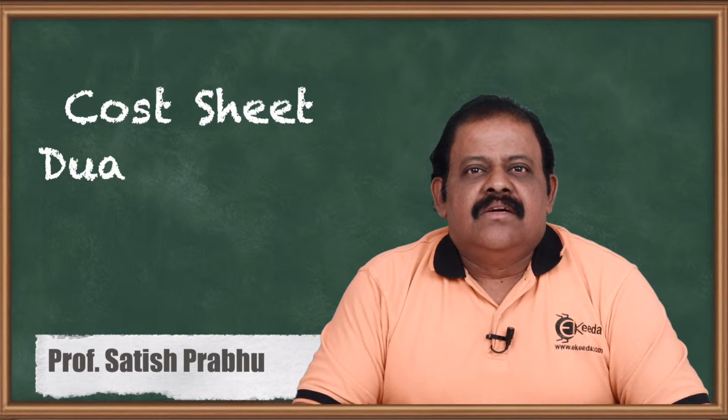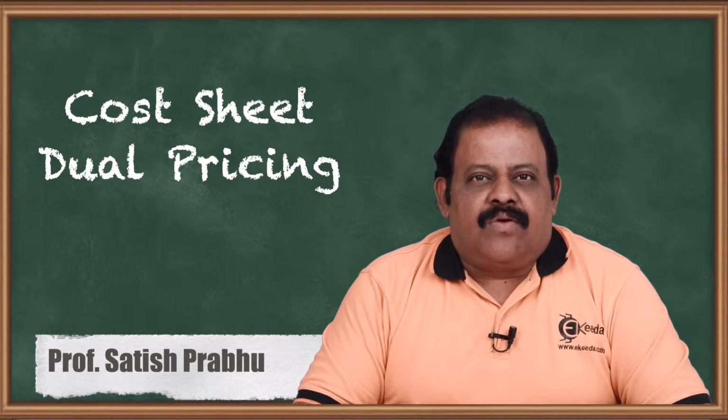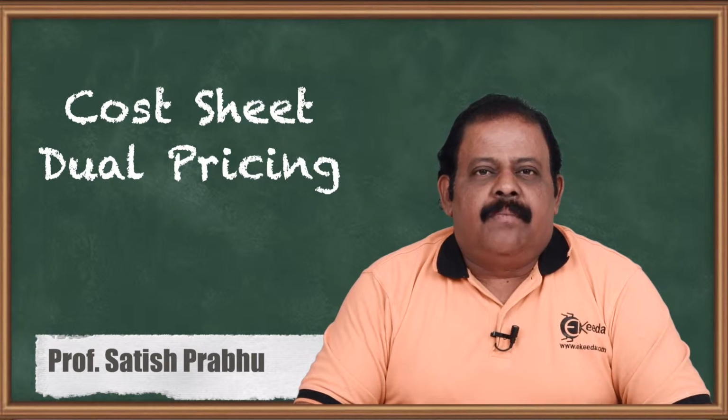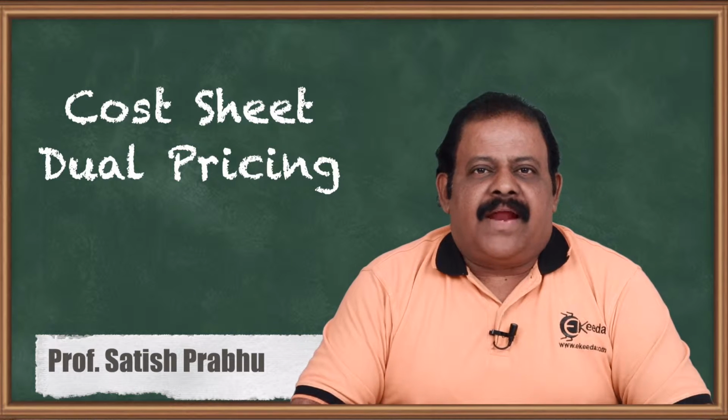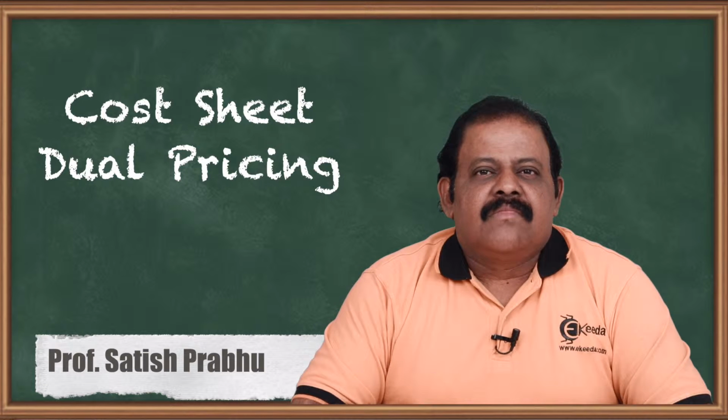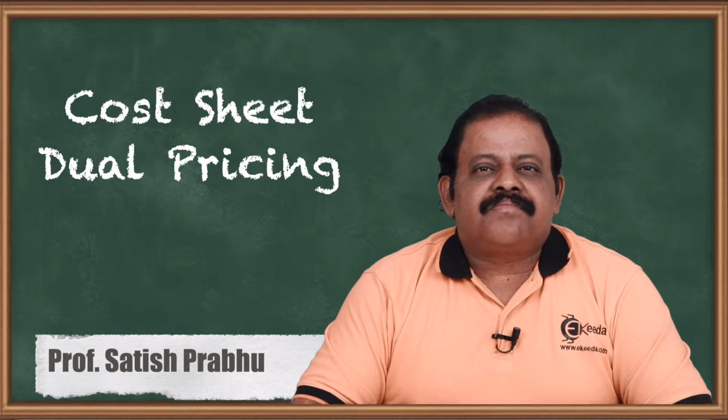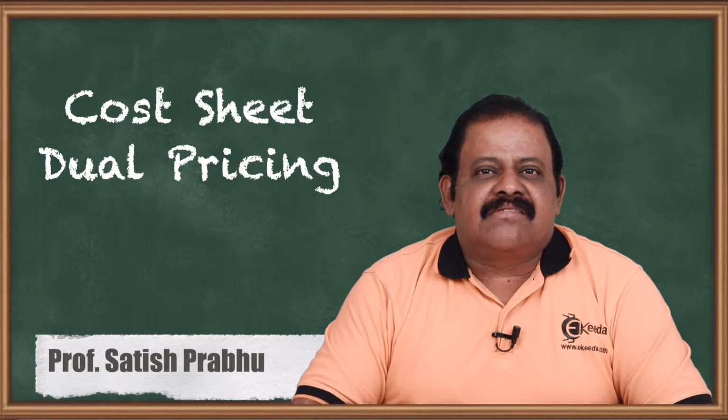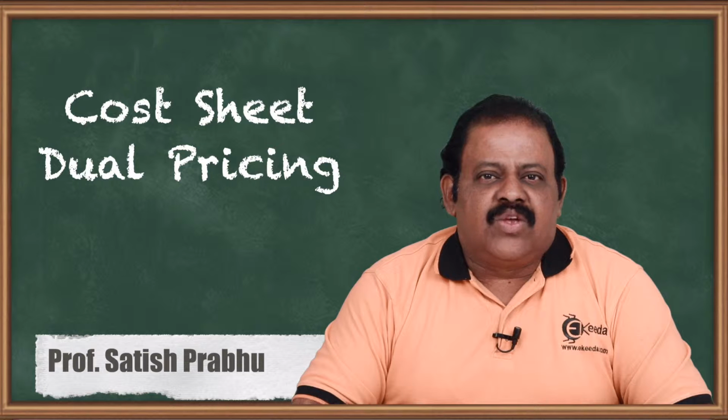Hello friends, today we'll be discussing one question of cost sheet based on dual pricing. Now what is dual pricing? Dual pricing means the same product is sold in the market at two different prices. This is possible when the government is administrating the prices for a product. Those are essential commodities of life.